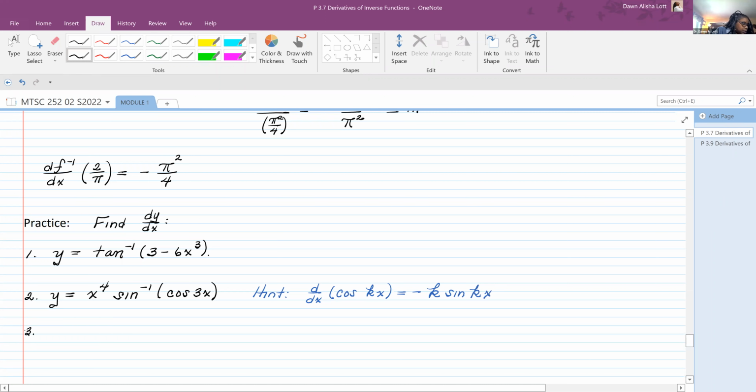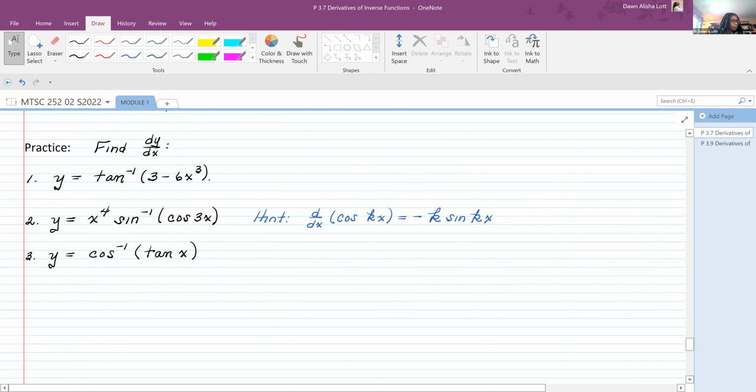Number 3 is, oh, there's number 3. y is equal to the cosine inverse of the tangent of x. All right, so those are the 3 I want you to work on.